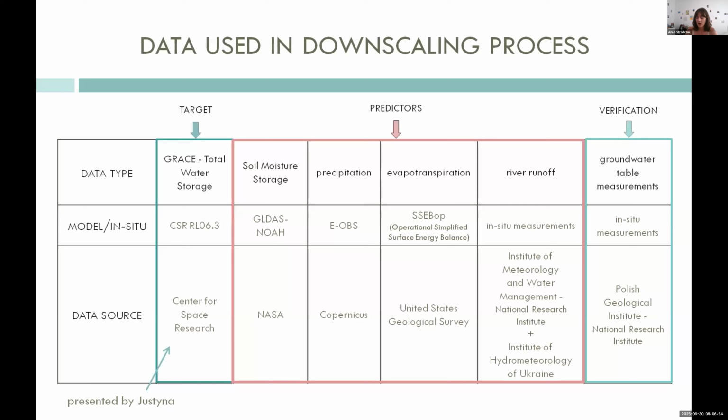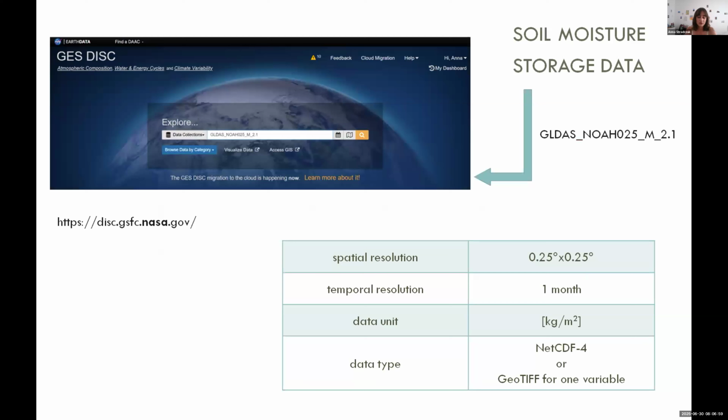So I'm going to tell you how to download the data, basically. For the first one, soil moisture storage, there are going to be links for all of these data. The first one is from NASA website. And you have to type in just this phrase, GLDAS-NOAA, which is the model.